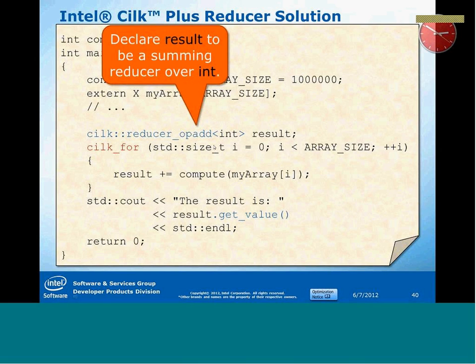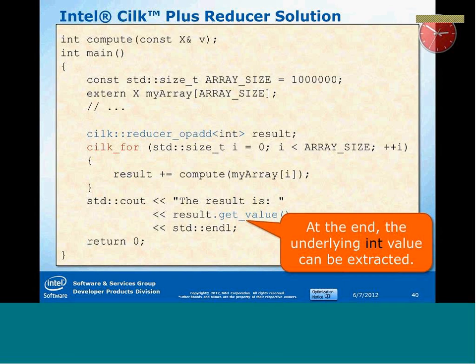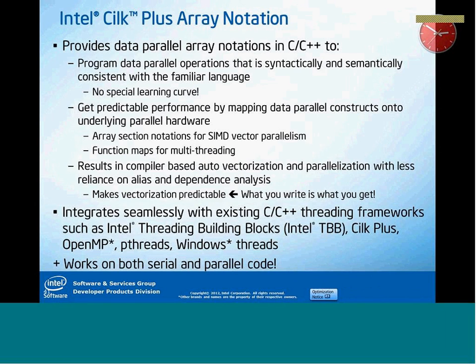If you define result as an op-add reducer in this particular case, what will happen is the result will be accumulated by each thread on different cores independently, and then it will be merged under the hood for you. So it's much quicker, much more efficient that way. And so array notation, that's for vector level parallelism.